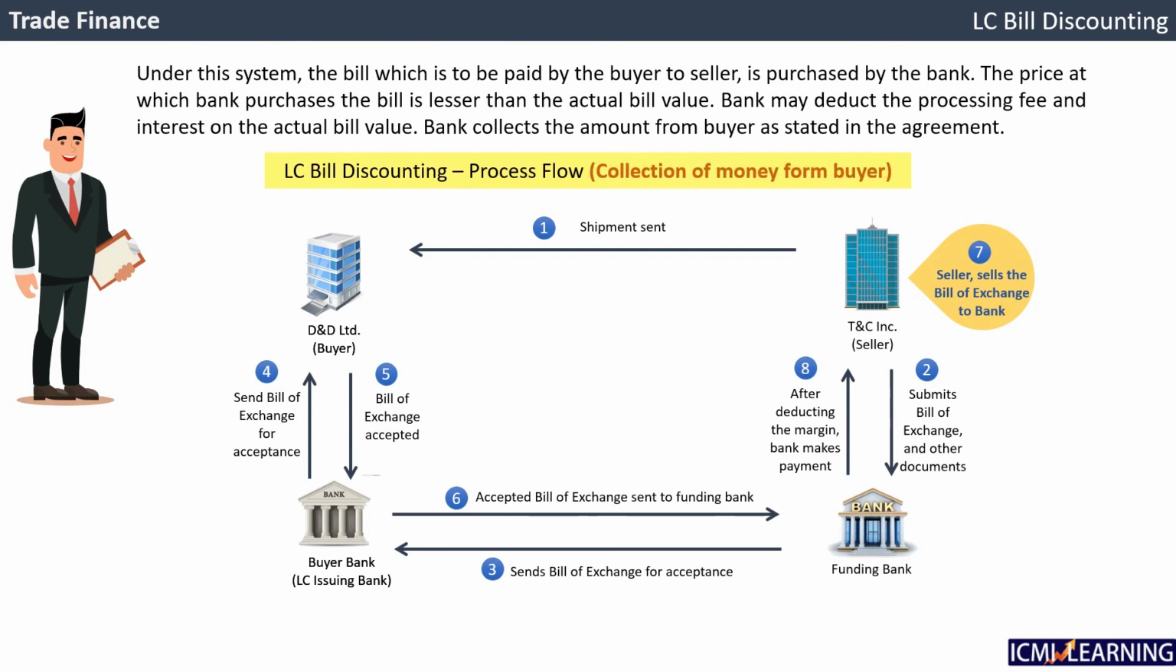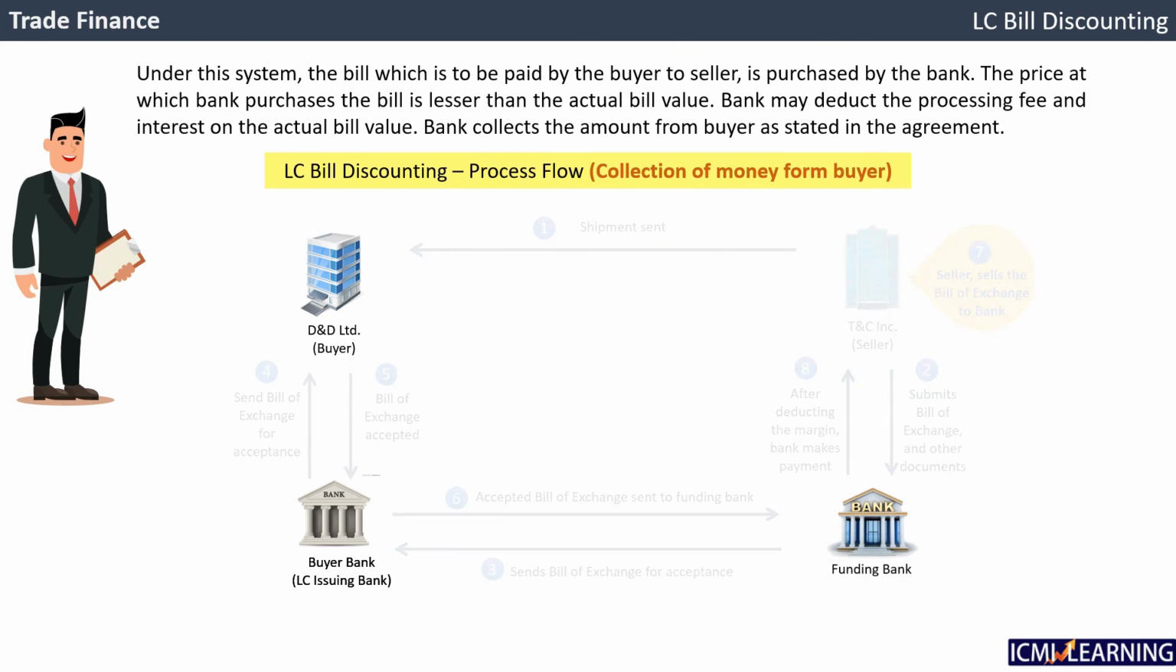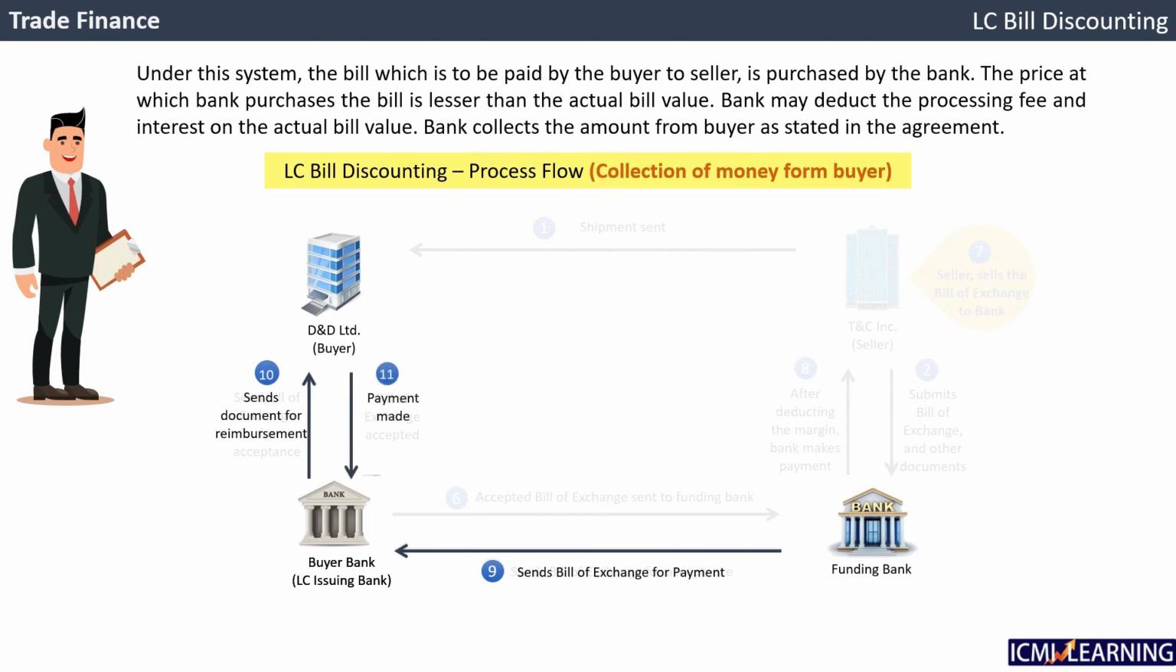Let's see the process flow of collection of money from the buyer. The funding bank sends bill of exchange for payment. The buyer's bank then sends document of reimbursement. The payment is made by the buyer to the buyer's bank. The buyer's bank then transfers the payment to funding bank.